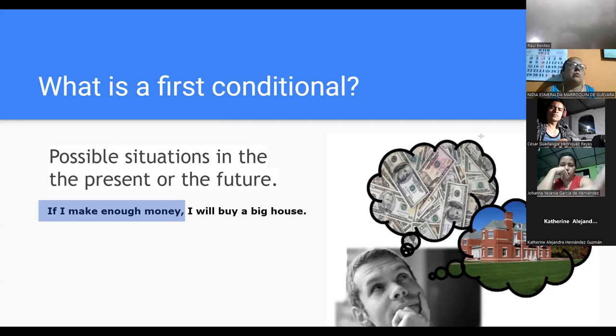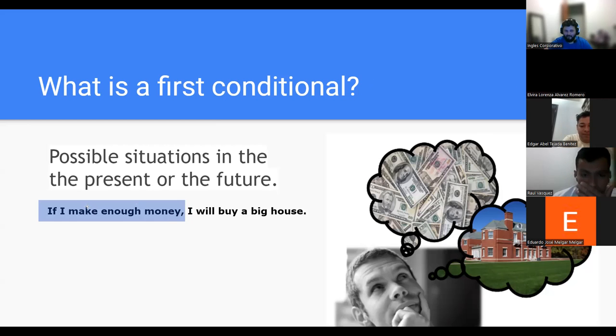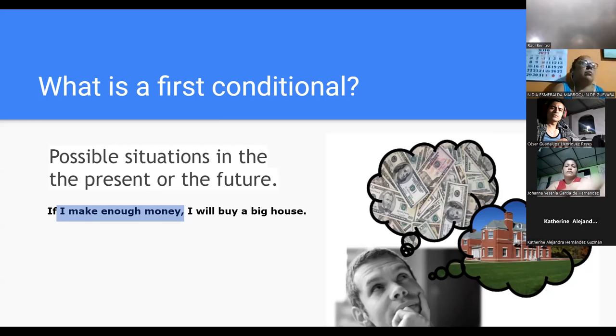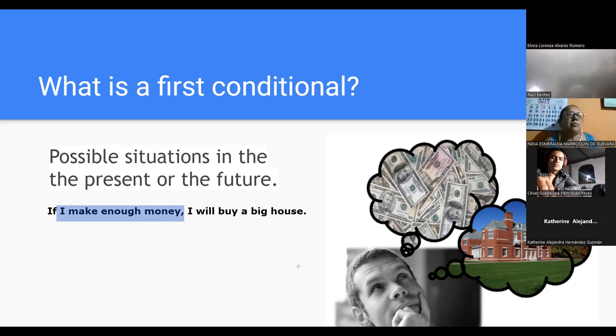A simple future. All right, so I make enough money, guys, is simple. Is that simple future? That is simple present. I make enough. It's simple present, right? Exactly. I will buy a big house. What is that? That is a simple future. Simple future. All right, very good.